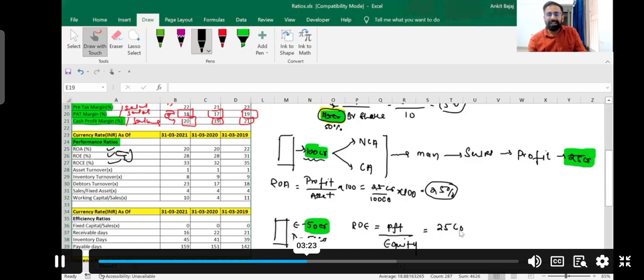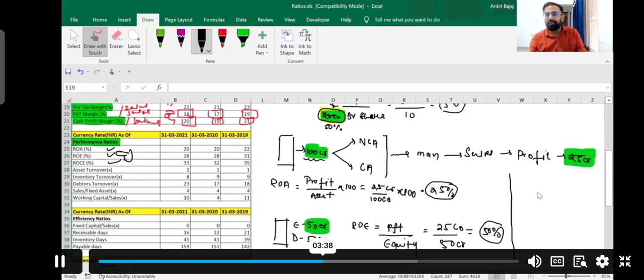Profit is 25 crore, and you will be dividing this by 50 crore, right? So here return on equity is going to be how much? It is going to be 50% in this case, right? Similarly, if you want to calculate return on capital employed, what is the formula of return on capital employed, right?